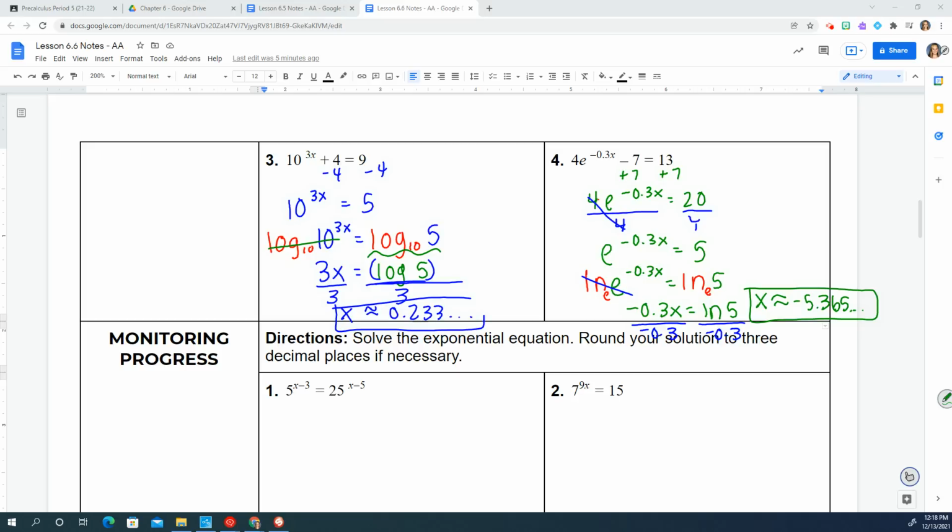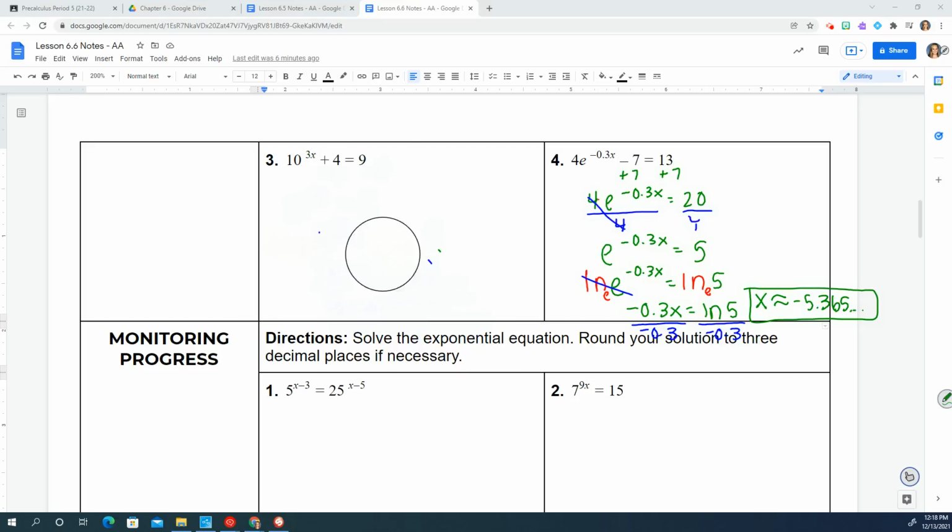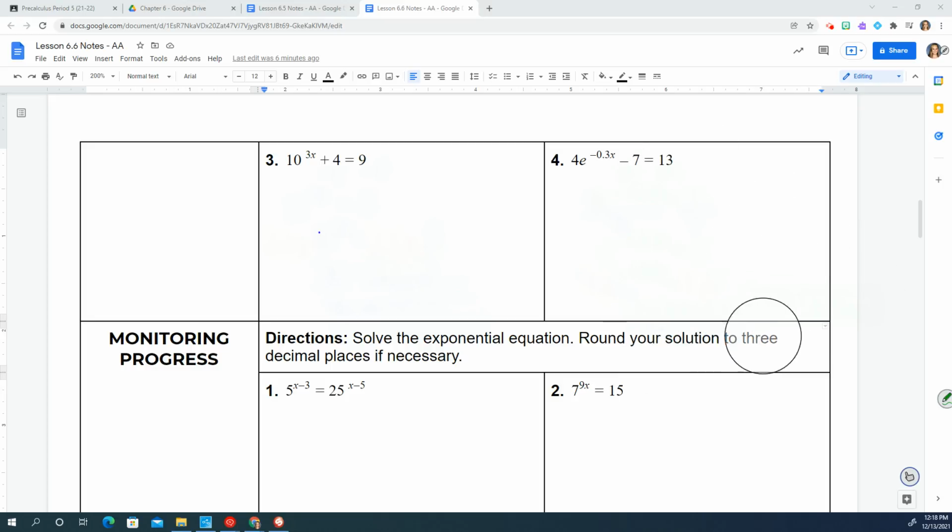Inverse operations, just picture it as taking off the layers around x, just like you normally do when you solve equations with multiplication and division and square roots and all that stuff. You just use inverse operations to isolate the variable. So, all right, let's try a few more.